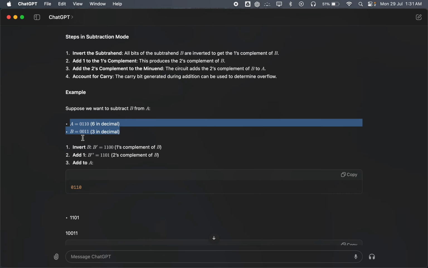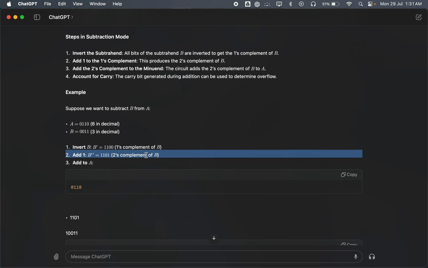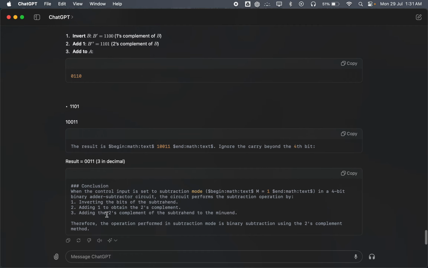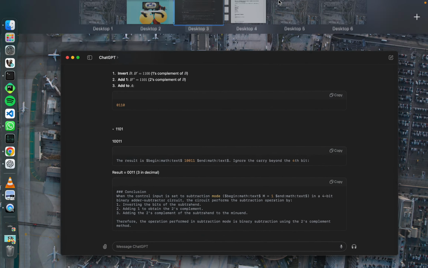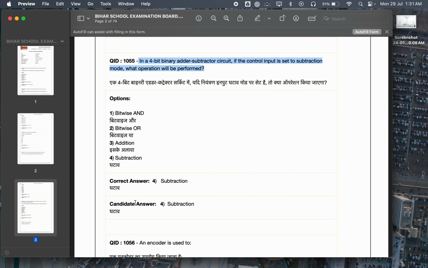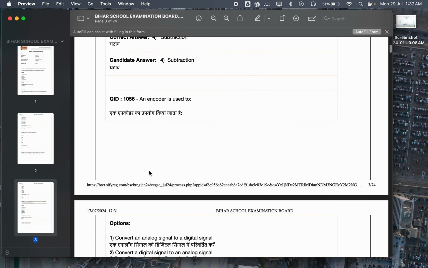Let's say we want to do a minus b, right? So people have to first invert b. So 1's complement of b is this one. Then we add 1 to get the 2's complement, and then we add it to a. So basically we will add this to this one to get a minus b, and yeah, that's it. So this was right for me.